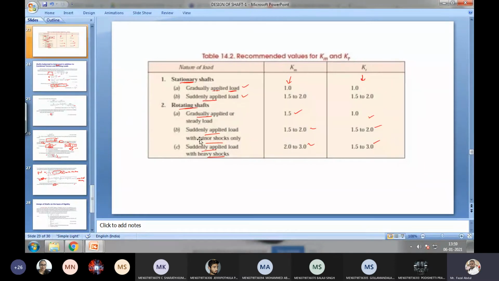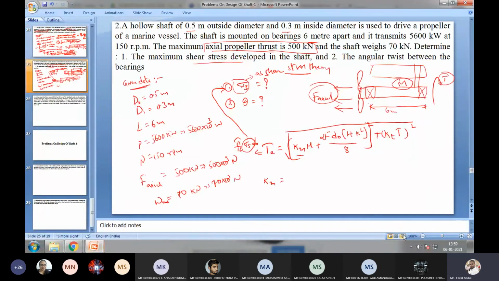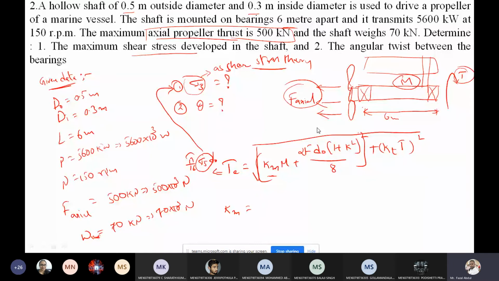There is no particular, wait, I'm showing. Particularly the question does not mention whether it is impact and heavy or not. The question has not mentioned anything. For that reason I'm considering a gradually applied load. When the question does not mention any particular criteria, we need to select the first case, that is a gradually applied load. So for that reason Km value I'm taking as 1.5, Kt value I'm taking as 1.